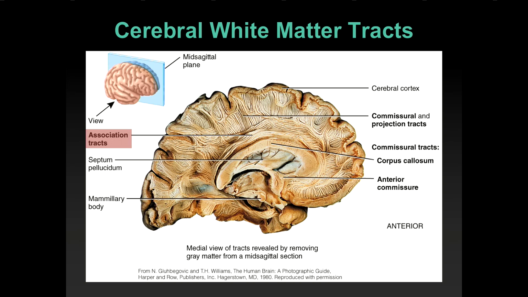These generally move anterior to posterior within the same hemisphere. They don't cross over. Crossing over is a commissural tract. The corpus callosum is the primary example of that. It is where signals are sent from one hemisphere to the other, right to left, left to right. It connects both hemispheres of the brain.